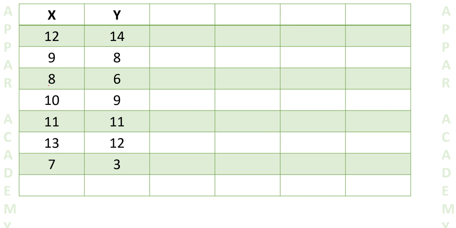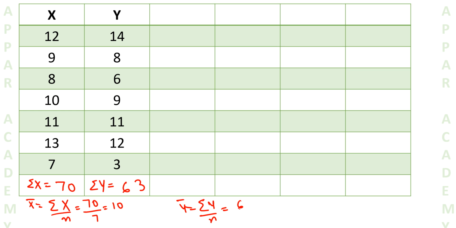To find x bar and y bar, we all know that x bar is equal to summation x upon n. So from here, summation x is simply the sum of 12 plus 9 plus 8 plus 10 plus 11 plus 13 plus 7. This is equal to 70, right? And similarly, we'll sum up y: 14 plus 8 plus 6 plus 9 plus 11 plus 12 plus 3, and this will be equal to 63, right? Okay, so x bar is 70 upon 7, which is equal to 10. Y bar is also equal to summation y upon n, which is 63 upon 7, which is equal to 9. Now we have x bar and y bar.